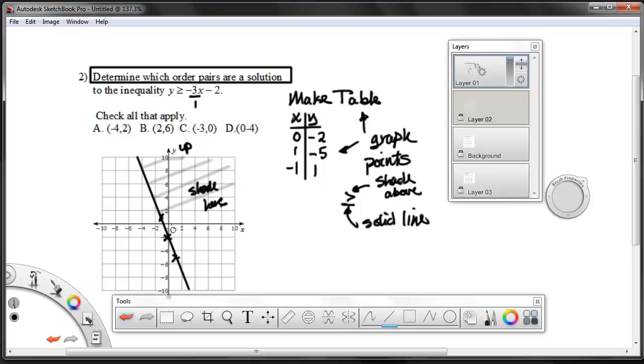Now remember, for an ordered pair to be a solution, it has to lie in this shaded area. Any point will work that lies in there. Now we want to go ahead and plot the points A, B, C, and D. And any point that lies on the line or in the shaded area will be a yes.